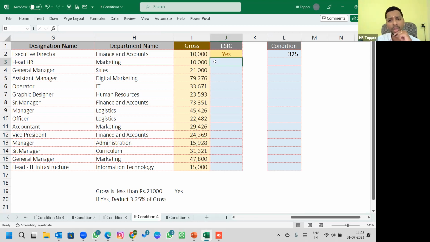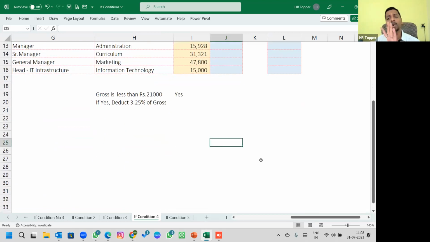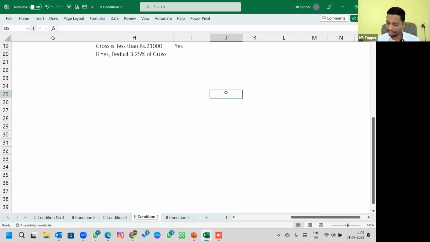Now you will be thinking why you're using this. I'll give you a small condition. What was the condition, dear? Now I think you are learning ESIC, so you are learning two things now. The condition was, if anyone's gross salary is more than 21,000, ESIC is not applicable. So this is not applicable.